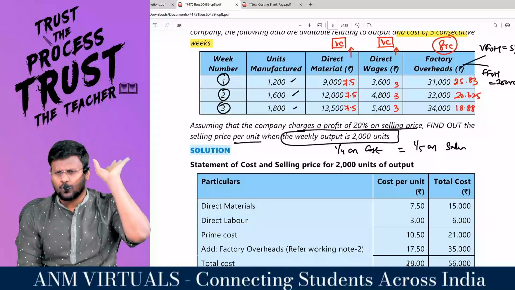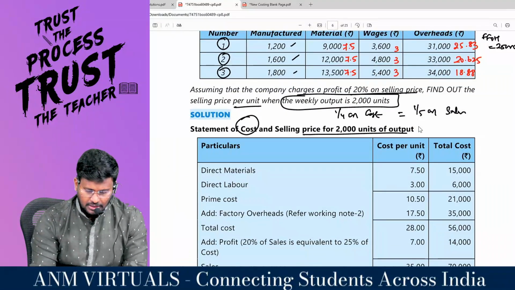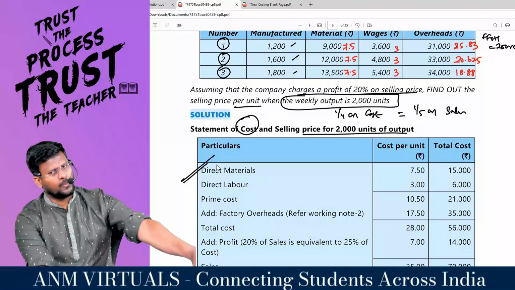Very simple, straightforward question. Statement of cost and selling price for how many units? Direct material. You manufacture even 20 crore units also.